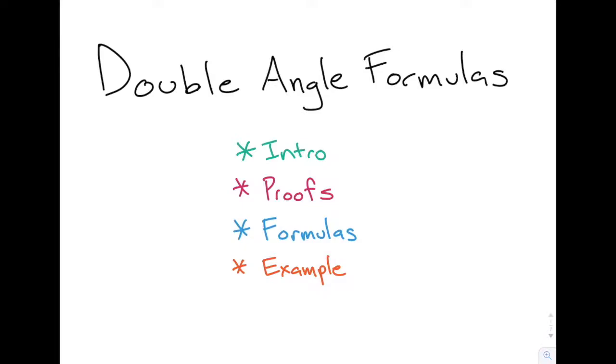In this video, we'll look at the double angle formulas. The identities that we'll consider in this video and the next few videos are consequences of the addition and subtraction formulas for sine and cosine. I hope you learned those well, because we'll use those a lot in the next few videos.